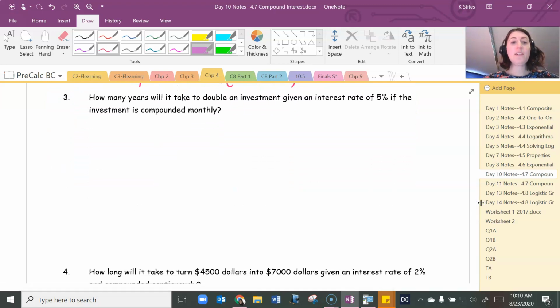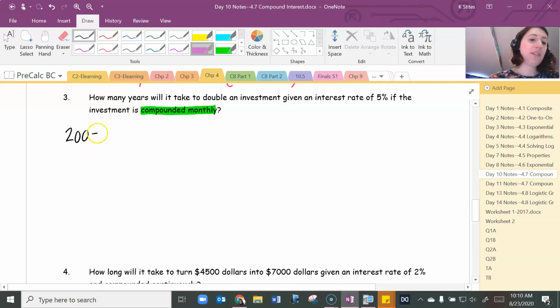Next, how many years will it take to double an investment given an interest rate of 5% if the investment is compounded monthly? So here's a cool thing about this type of problem. It actually doesn't matter what the principal and what the total amount earned is, as long as you show it has doubled. So if we want to say we start with $10 and it becomes $20, great. If we want to start with $5 and it becomes $10, great. It actually does not matter. You just have to pick something. So I'm going to say that it doubled and became $200 and I started with $100.